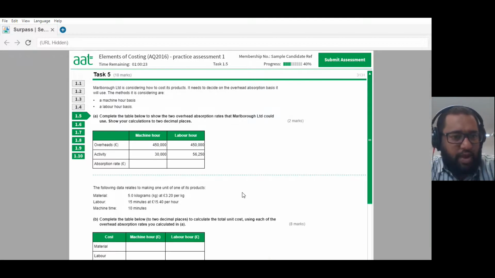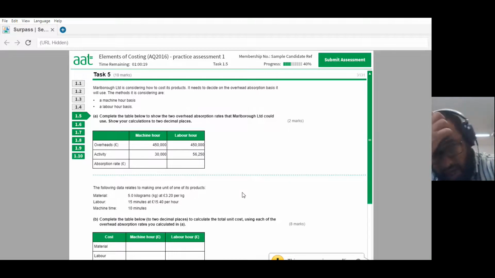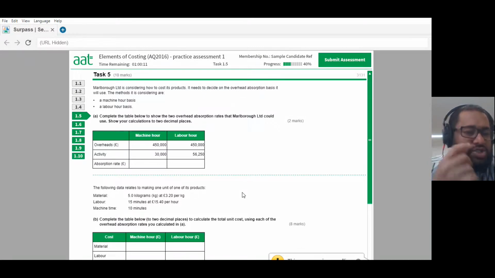Now let's look at the next one. Question number 1.5. Marlboro Limited is considering how to cost its product. It needs to decide on an overhead absorption basis. We'll use the method considering our machine hours and the labor hours. So how to calculate the OAR? OAR is always going to be overhead divided by the activity level. So if you have your total overhead of 450,000 pounds, you're going to divide that by 30,000, and the overhead absorption rate, they want you to calculate to 2 decimals. So this is going to be 15 pounds per machine hour.